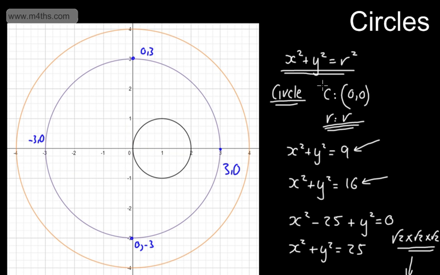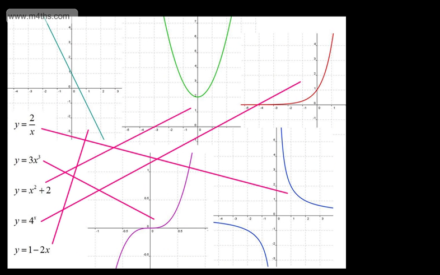Then circles, x² + y² = r². That gives us a centre (0, 0) and a radius of r. Remember, this is the radius squared, and then we looked at just some recognition.